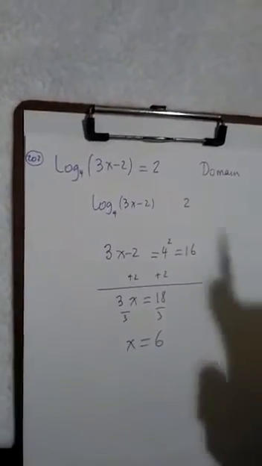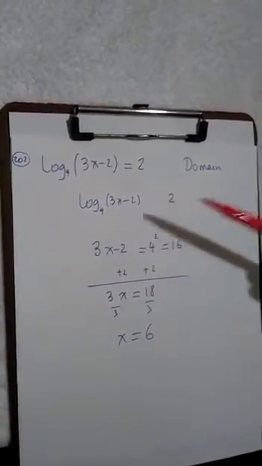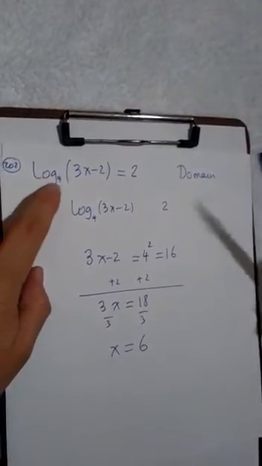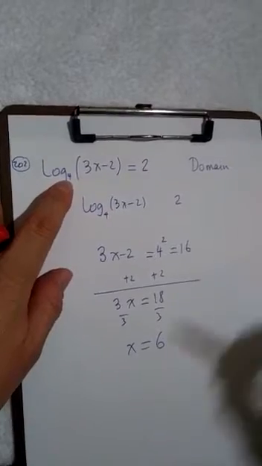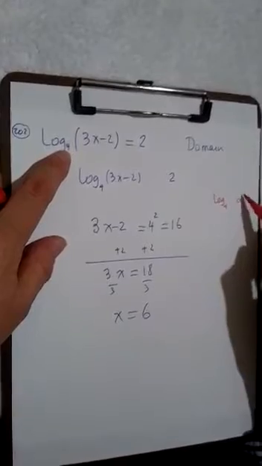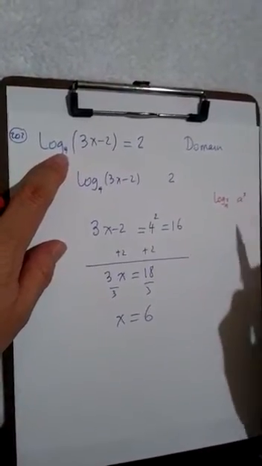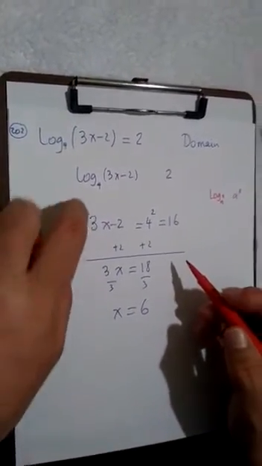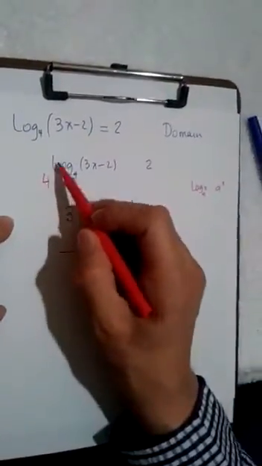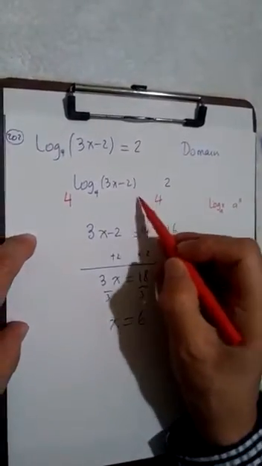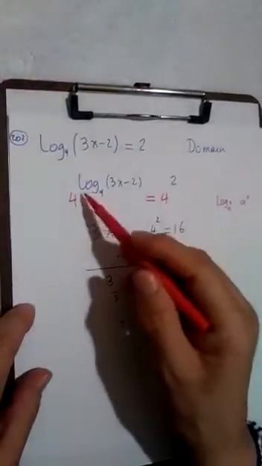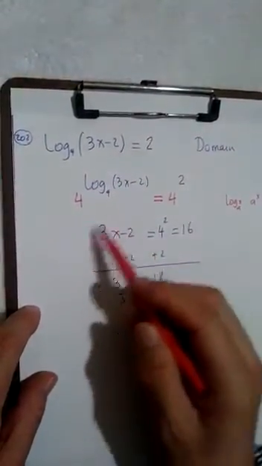Example 2. We have log in base 4 of 3x minus 2 equals 2. Here we have a log in base a. So what we do: log base a, its inverse is a to the power. So a is 4. So we raise 4 to the power left side, 4 to the power right side, and I'll put an equal between them. Okay. 4 and log 4 will cancel. That leaves you with 3x minus 2.